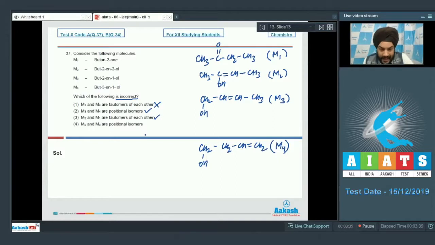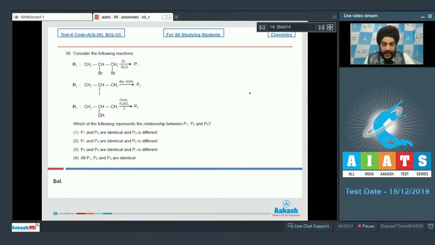If we talk about the fourth statement now, M2 and M3 are positional isomers. So this is also correct, students. In M2 and M3, there is a shifting of the hydroxy group or the OH group. So out of these given statements, students, only the first statement is incorrect. And for this question, we have to mark the answer as option 1. Let us look at the next question now. Question number 38.